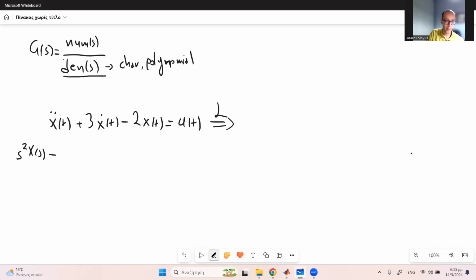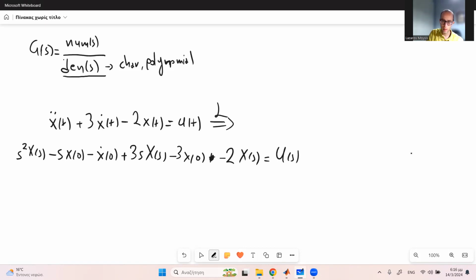expression. Let me write it down. I'm going to write any possible term, okay, because I have made no assumption on what the input is and what the initial conditions are. Plus 3 times sx of s minus 3x0 plus minus 2 x of s. This is equal to u of s. Now I'm going to factor all the common terms here.